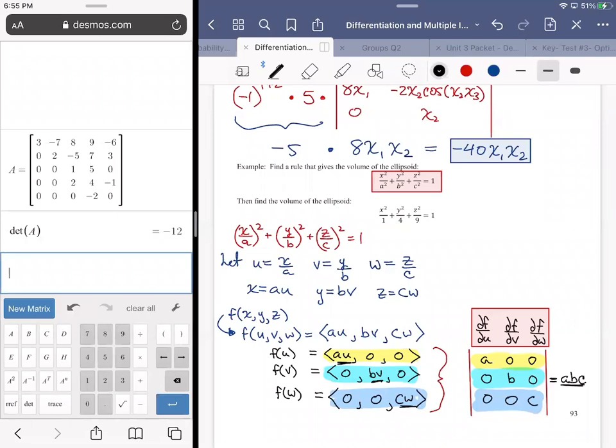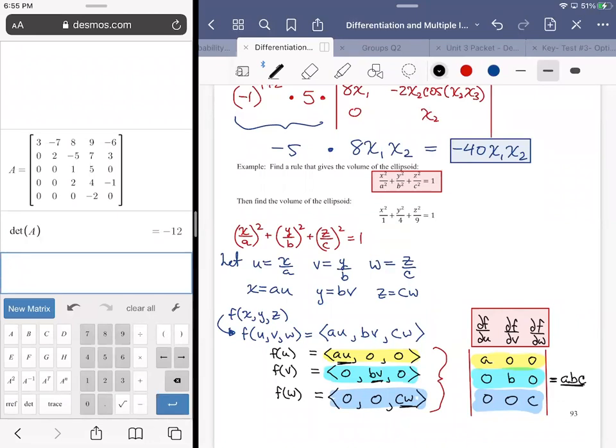All right, so it kind of begs the question: we got that ABC, what do we do with that? We can actually do a lot of things. We now have a multiplier that'll help us find the volume of an ellipsoid. So let me pull up GeoGebra.